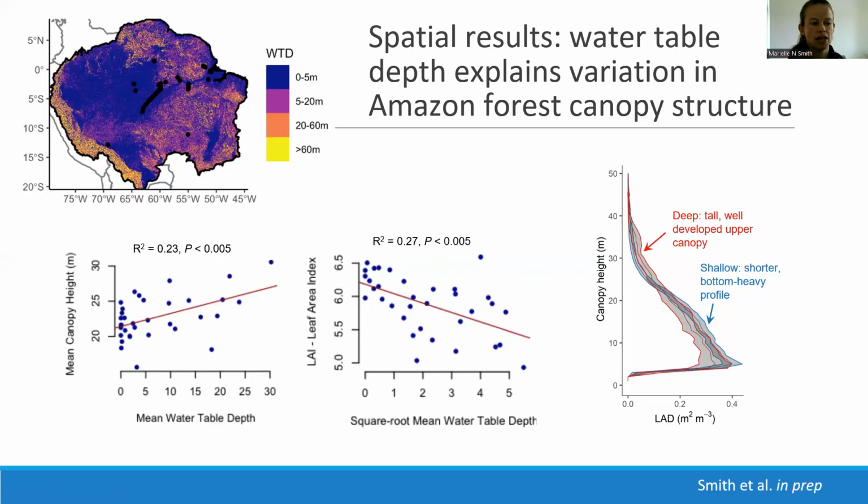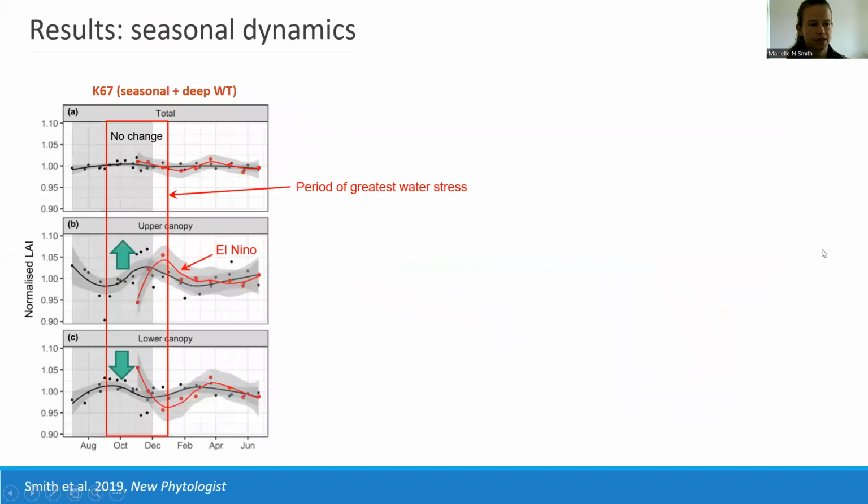But I should say the most important predictor, and this is a paper in preparation, was soil fertility in terms of predicting forest structure. Now let's look at the seasonal dynamics.